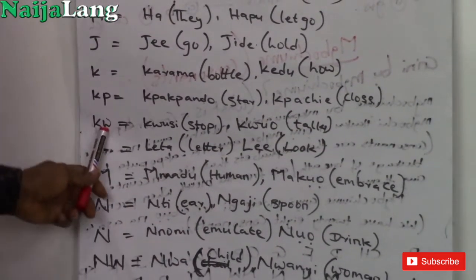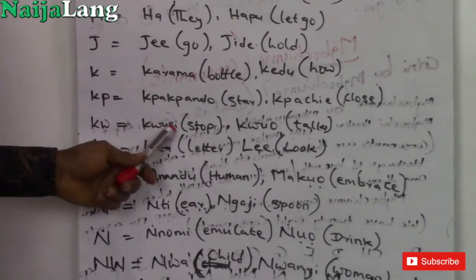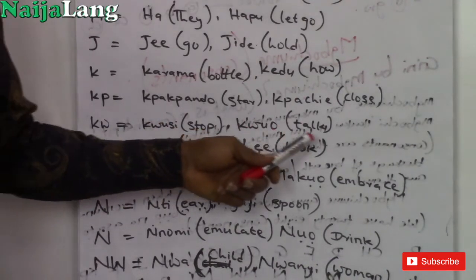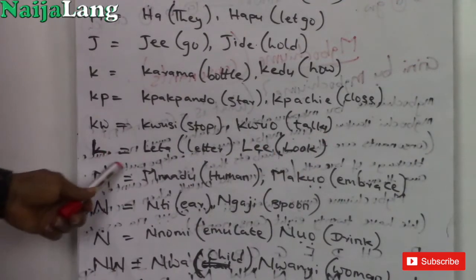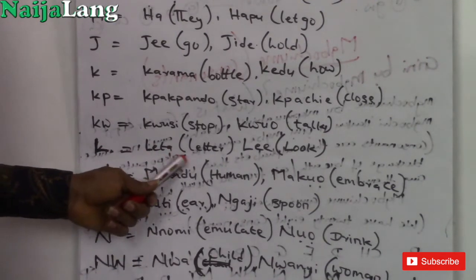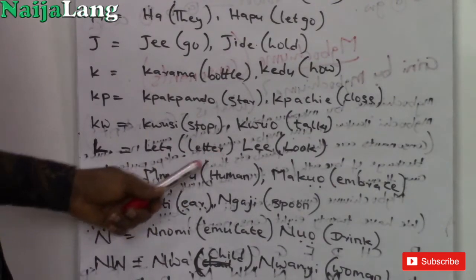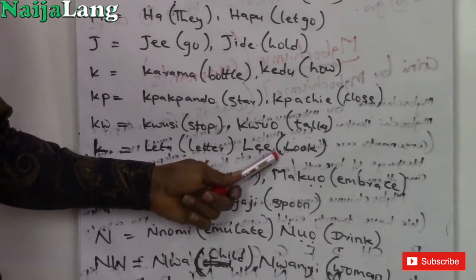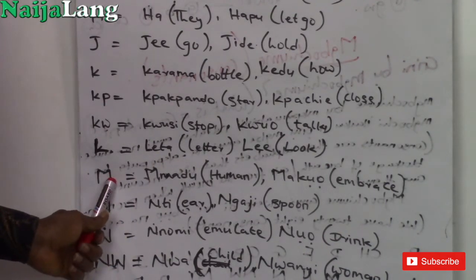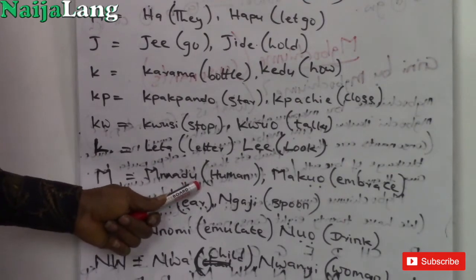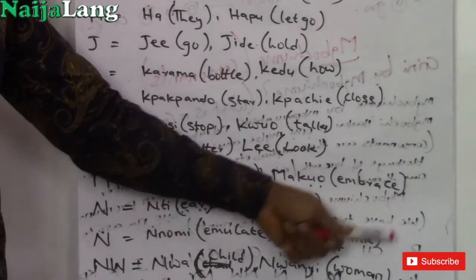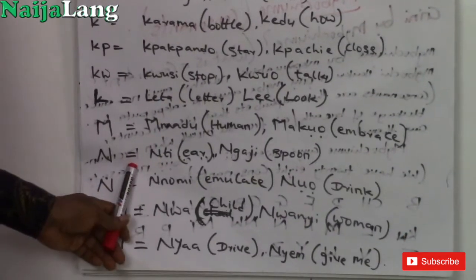The next one is kwe: kwose means stop. Huo means talk. The next one is li: letter means letter. Le means look. The next one is me: mmadu means human. Makwo means embrace.